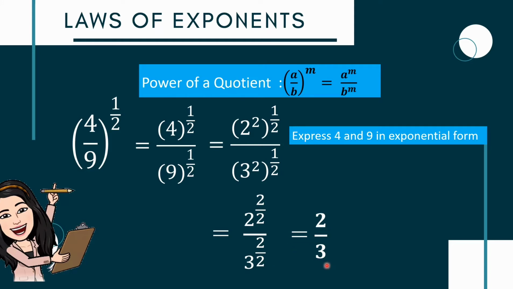So, that is equal to 2/3. Bakit naging 2/3? Di ba ang 2 over 2 is equal to 1? As well as itong nasa denominator, 1. So, 2 raised to 1 is equal to 2. 3 raised to 1 is equal to 3. So, therefore, the simplified form of 4 over 9 raised to the power of 1/2 is equal to 2/3.